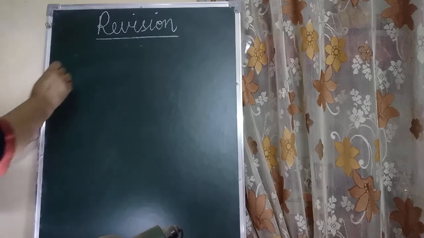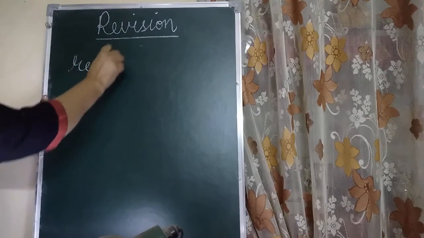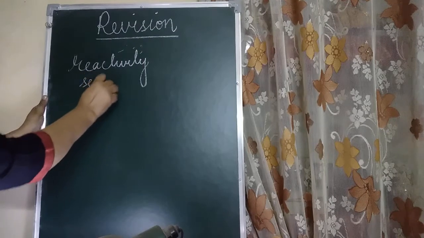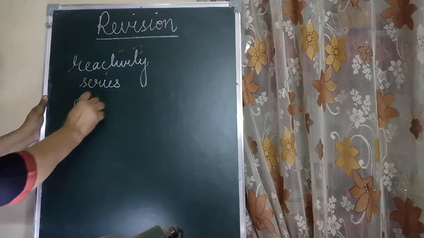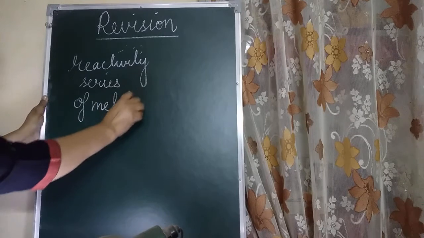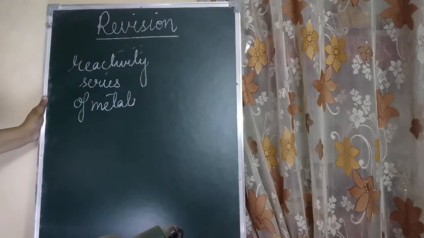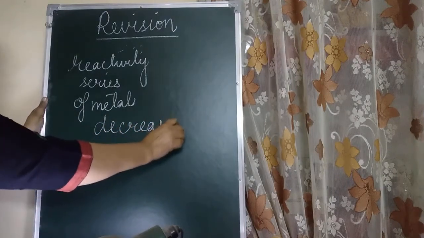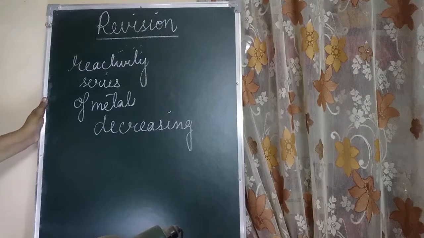What is the reactivity series of metals? Okay, the reactivity series of metals is a list of common metals arranged in the decreasing order of reactivity. Arranged in the decreasing order of reactivity. This is known as a reactivity series of a metal.